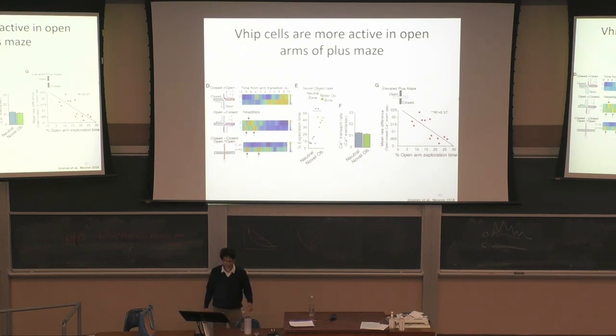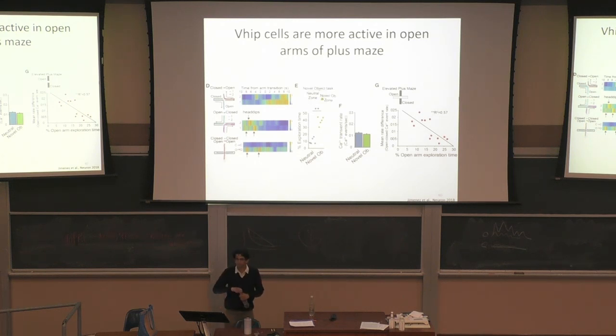And for graph D, are they recording from one neuron for all three parts? No, these are averages of many neurons. Or no, sorry. These are example traces from representative neurons. These are not averages.